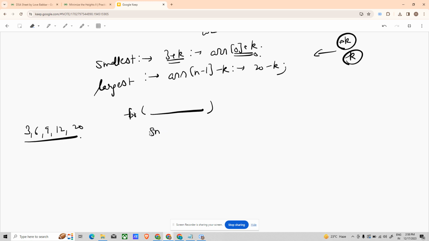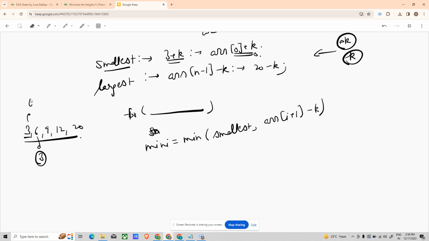Update smallest. Take a variable mini as the minimum of smallest, which is this one, and ARR of I plus 1 minus k. That is at the index 3, ARR of I plus 1 minus k. Sorry for my mistake. At index 3, the smallest should be 6 minus k. It can be 3, right? Smallest can be 6. This one was 6. Smallest can be the minimum of 6 or 3. In this case, smallest is 3, alright.